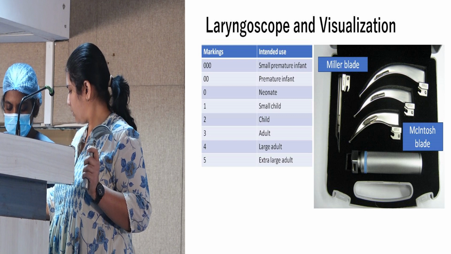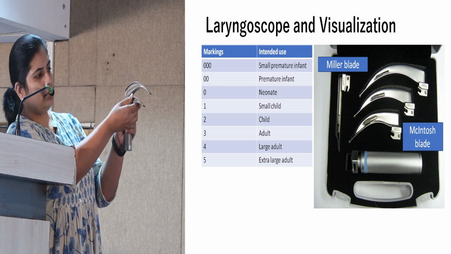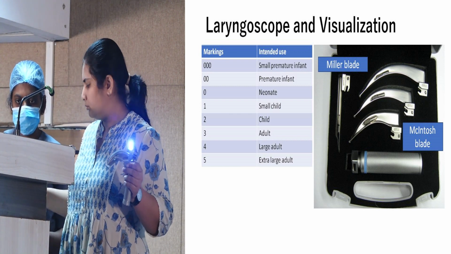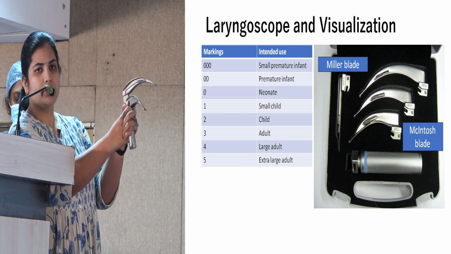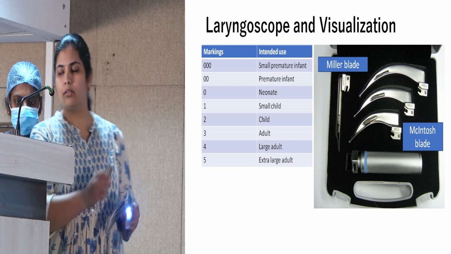So this is a 3 size blade, whereas this is a 4 size blade. And this is a 2 size blade. For all the blades, here number is written.